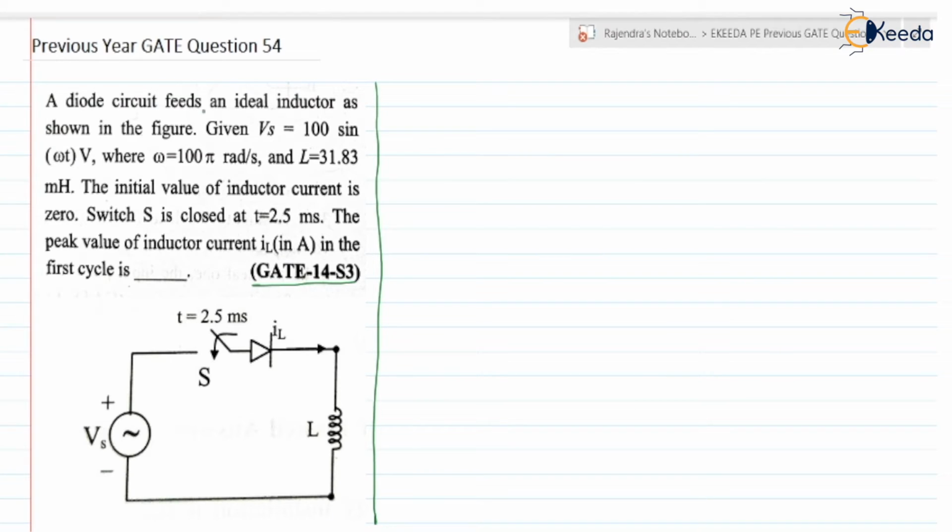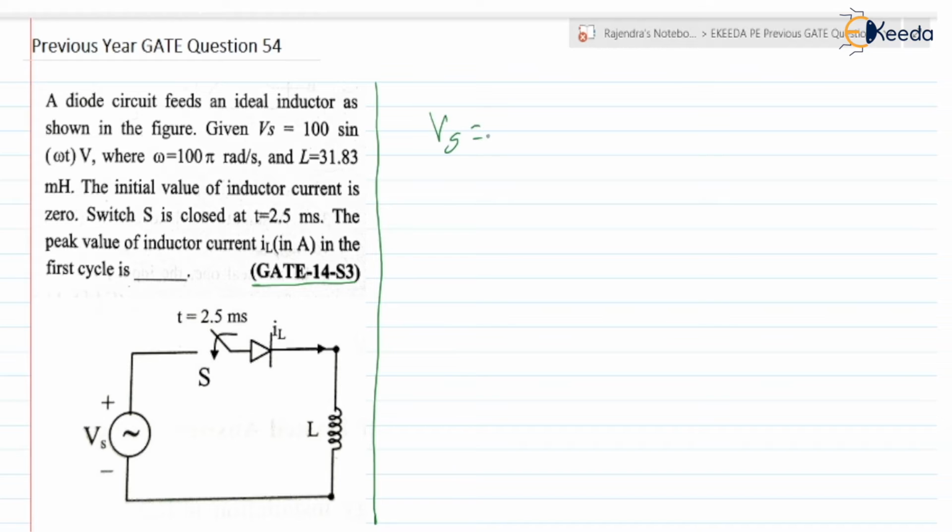A diode circuit feeds an ideal inductor as shown in the figure. Okay, so here we have the diode circuit. It is feeding the pure inductor, or the ideal inductor. Next, given Vs is equal to 100 sin(omega t).